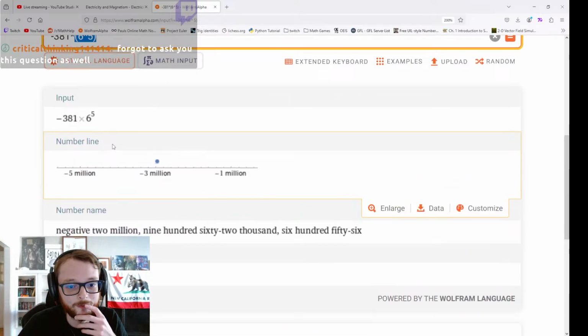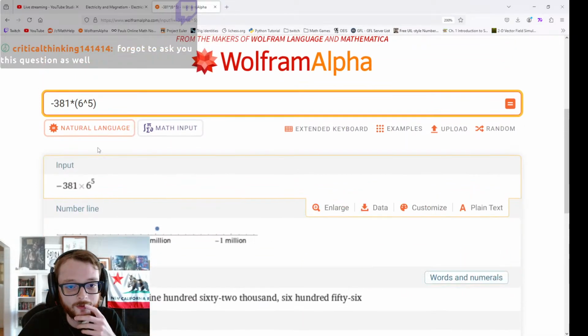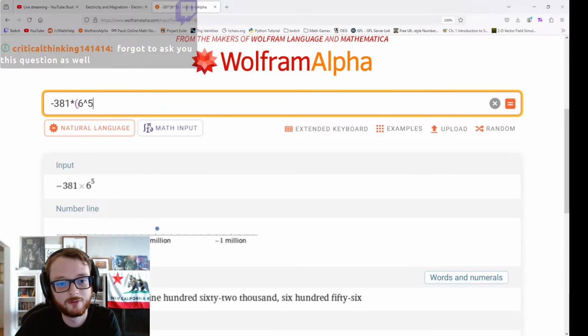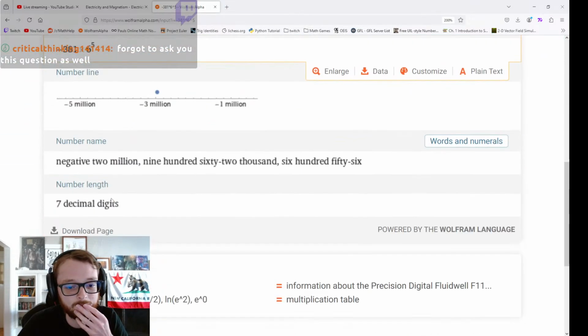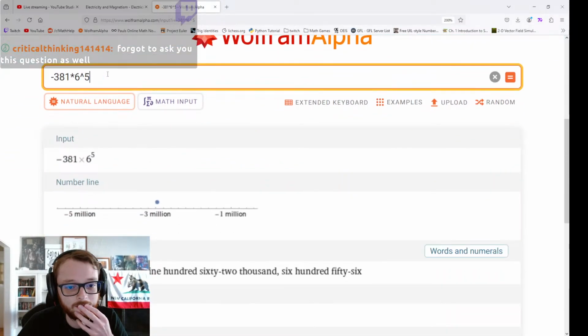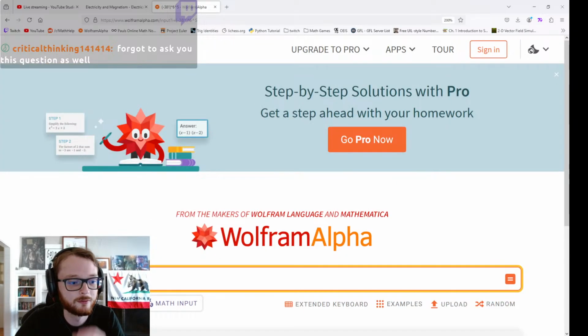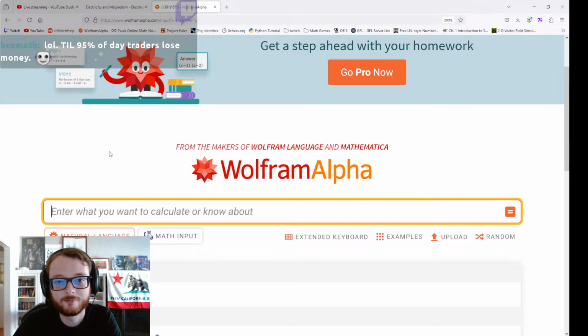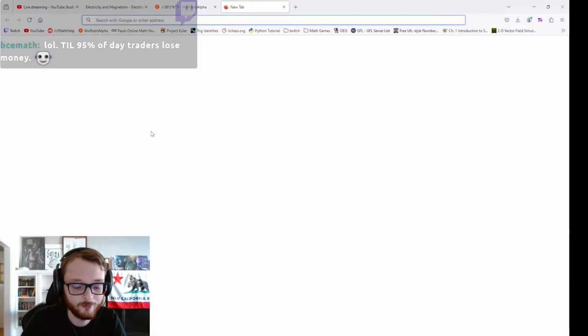Oh, why is Wolfram Alpha doing this? I hate it when it doesn't tell you the actual number. Oh my god. Why? A stupid website sometimes.